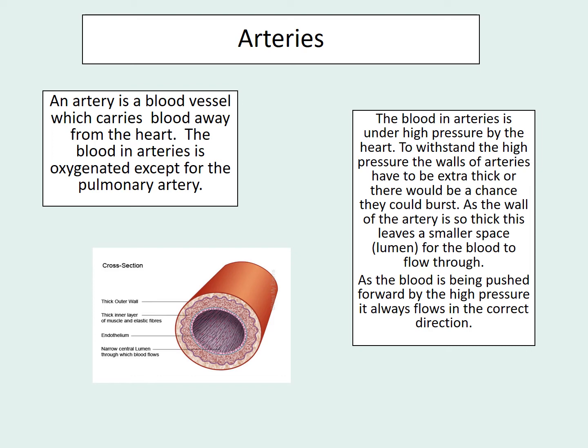So arteries take blood away from the heart. As you can imagine, as it's just coming out of the heart, it's under very, very high pressure. So arteries: away from the heart, high pressure. That is why they have those very thick muscular walls. If they were as thin as veins, they would just burst. So they need thick muscular walls because the blood is under so much pressure. So if you want to add that to your diagram, that would be great. You might want to pause the video whilst you do that.